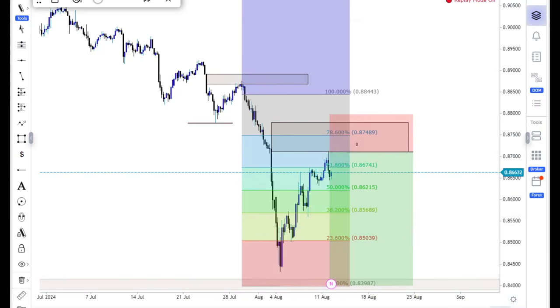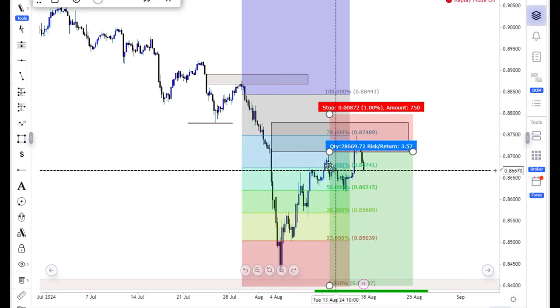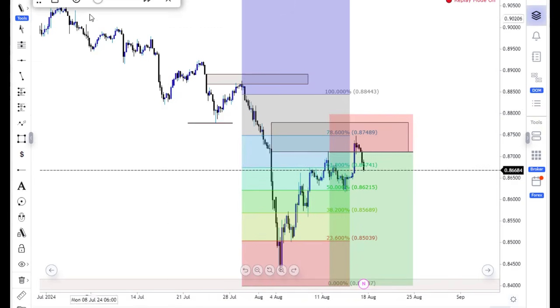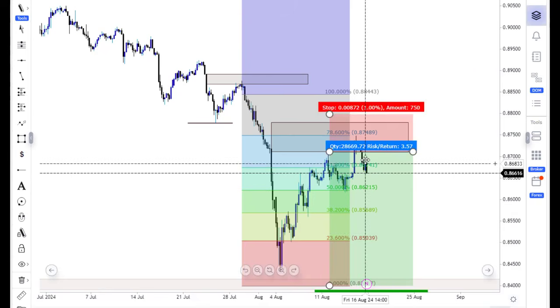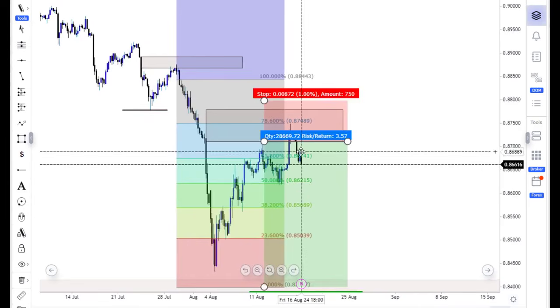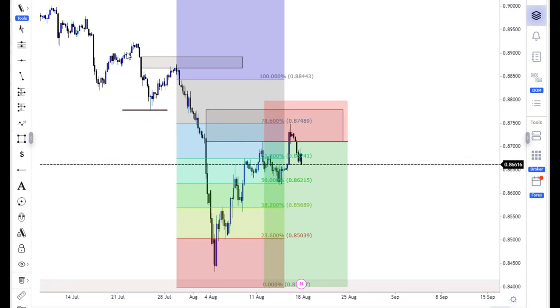And price taps this zone here. Okay, and you see that price tapped properly and it is actually dropping. Okay, and I believe that's where price is currently at. Okay, and now as market opens, we have a high probability that price is going to move down, right? So basically that is it, guys.